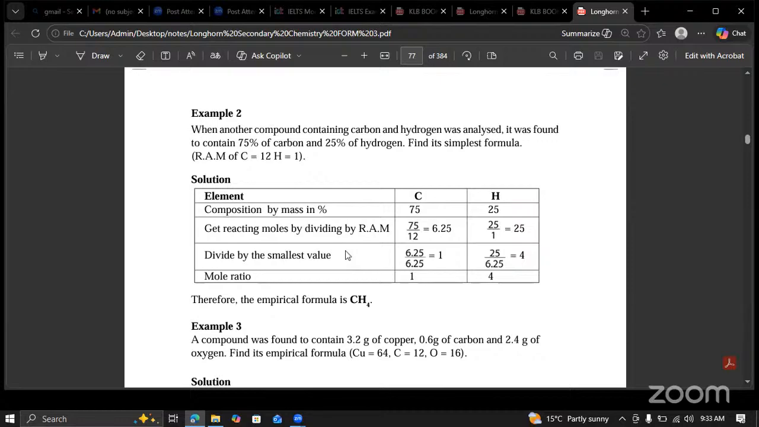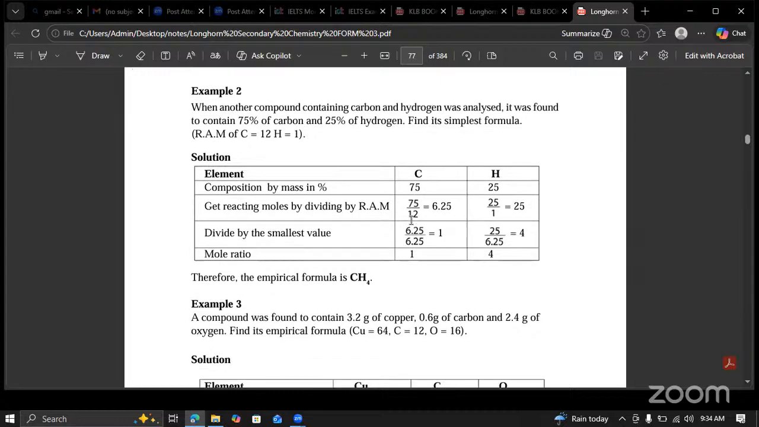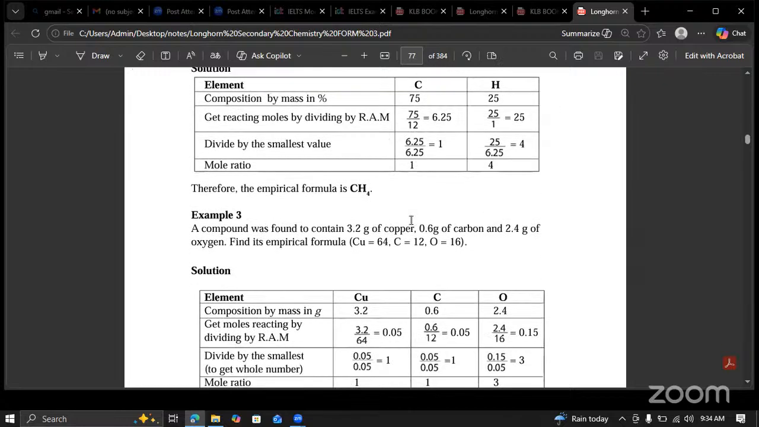Let me just give you, because of time. Or I solve this one, and I solve another, and I give you an assignment. Yes, sir. But you can see this one. An example: a compound was found to contain 3.2 grams of copper, 0.6 grams of carbon, and 2.4 grams of oxygen. Find its empirical formula. They have given you Cu to be 64, carbon to be 12, oxygen. I don't know if we are going to use the other one, but let us just see this one because there's a question I want us to do.